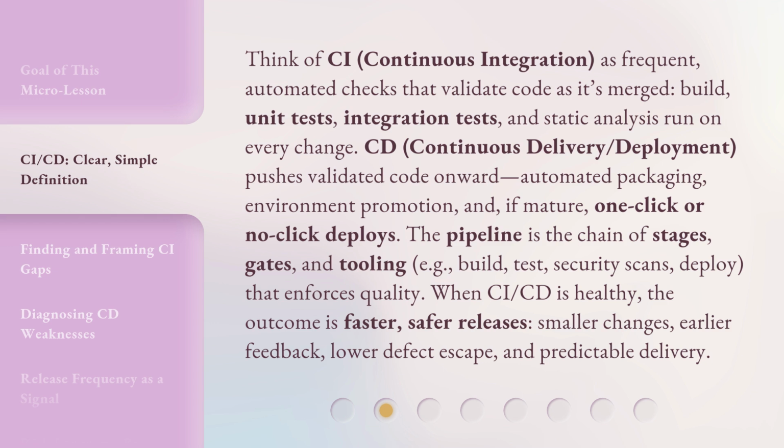The pipeline is the chain of stages, gates, and tooling, e.g., build, test, security scans, deploy, that enforces quality. When CI/CD is healthy, the outcome is faster, safer releases, smaller changes, earlier feedback, lower defect escape, and predictable delivery.